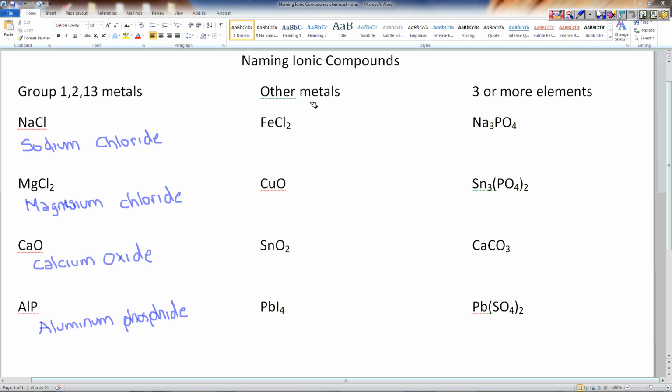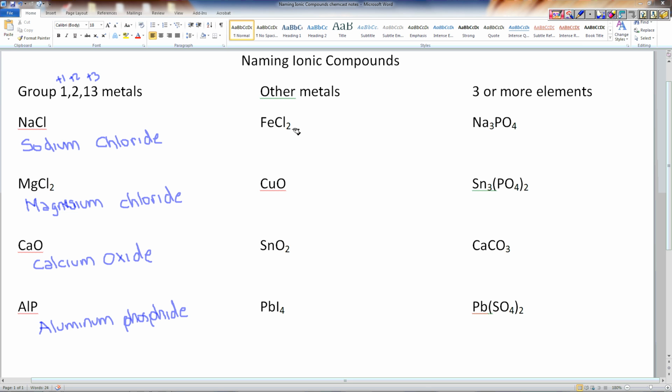Alright, now the other metals. Here it's not as simple. For the group 1, 2, and 13 metals, the charges are always going to be 1, 2, or positive 3. So group 1 is always positive 1, group 2 is always positive 2, group 13 is always positive 3. So you don't have to specify a charge because everybody knows what it is. For these other metals, they can have more than one possible charge. So what you need to do is figure out the charge.